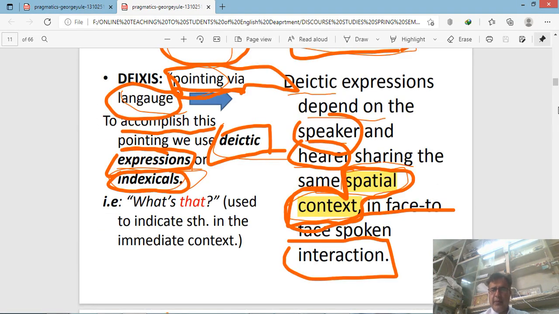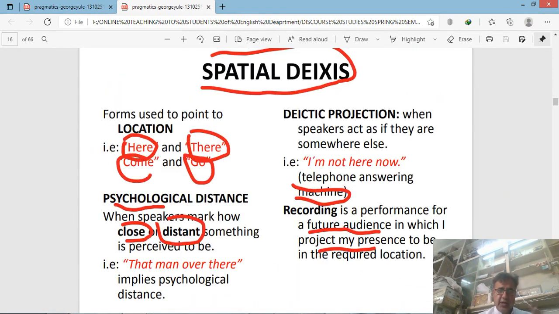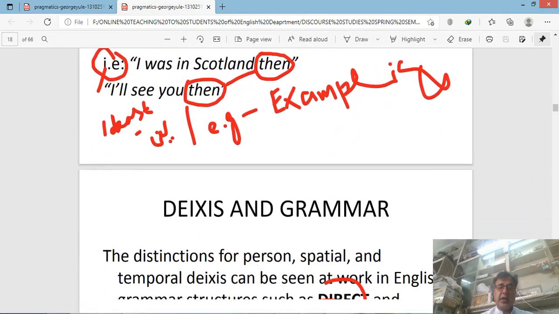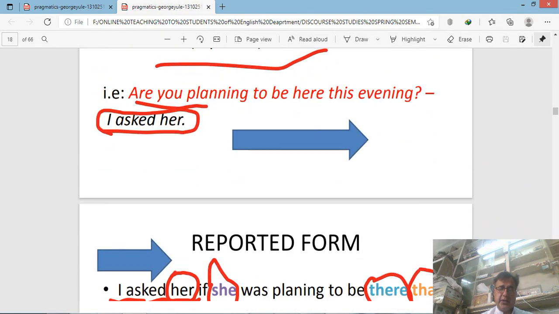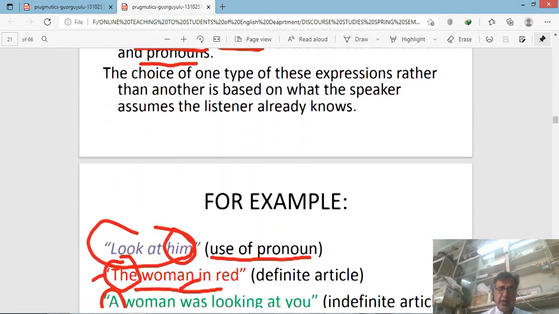If you remember, I taught you deixis and then person and then examples of it. These are the usual concepts which we will come across in pragmatics. This lecture I did before the deixis, and before this I will talk about reference and inference.